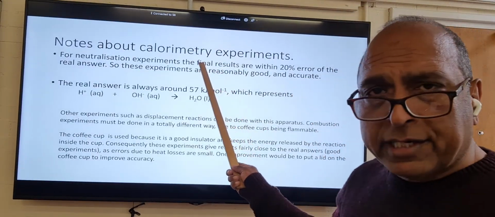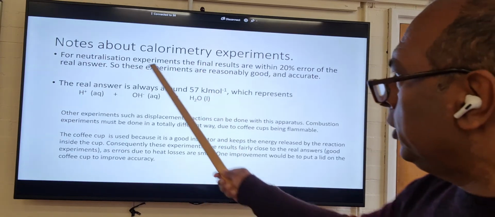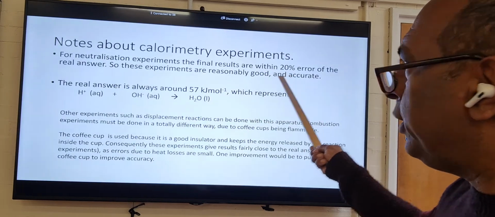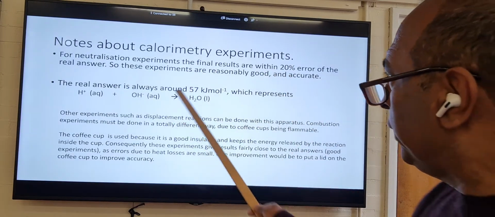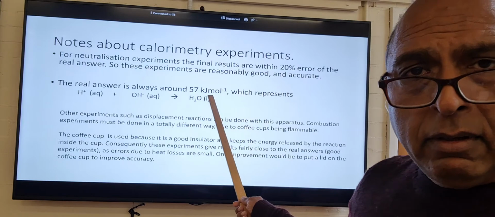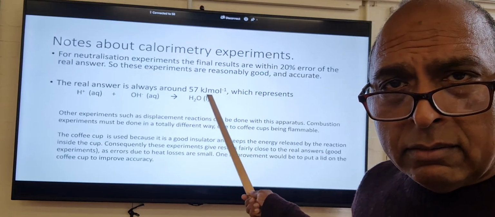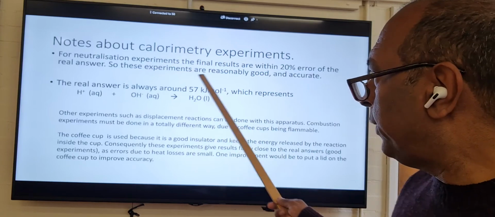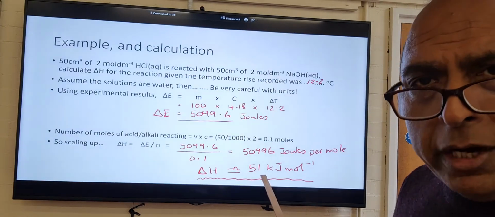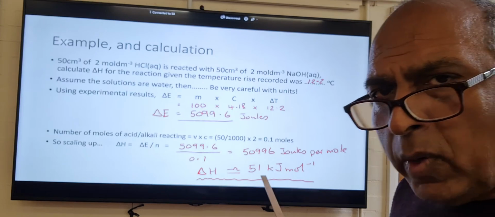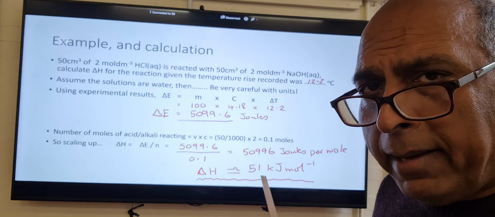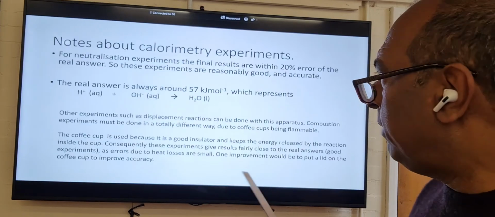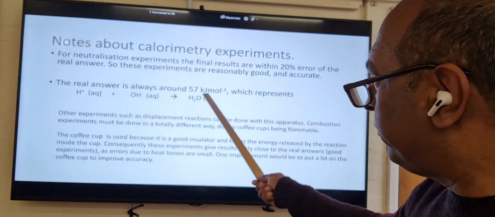Now, note about this calorimetry experiment. For a neutralisation experiment, the final results are within 20% of the real answer. The real answer, the book answer, the scientific answer is 57 kilojoules. What did we get? We got 51. So we're out by 6 kilojoules. We're out by about 12%. That's just doing it in my head roughly. The real answer is 57.